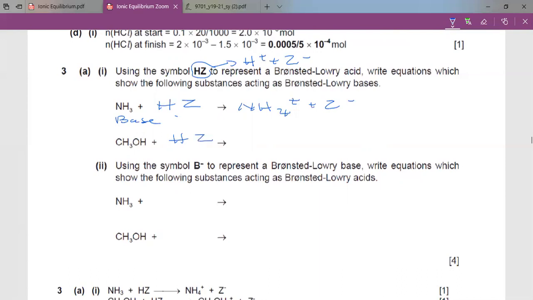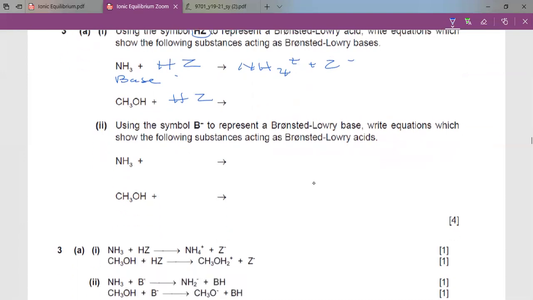Again, now HZ. Okay, now, right? Which is showing acting as a base now. See here. Okay, this is tricky, isn't it? Because remember in your lower six, CH3OH2 is positive here. Why? Because it's got a lone pair, lone pair, yeah. Plus of course your Z minus. Okay, see now, 1 mark each.